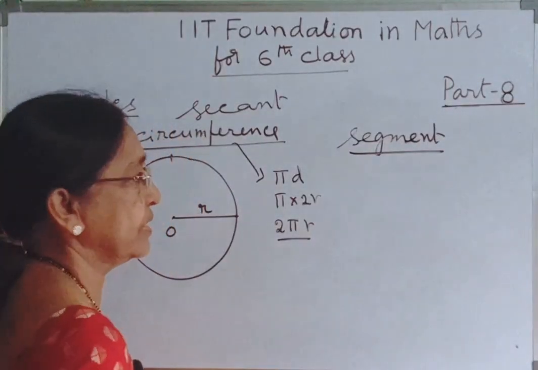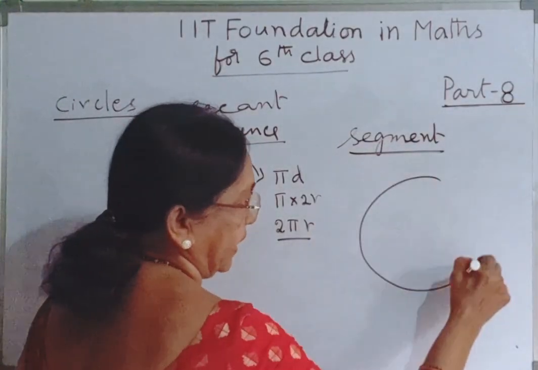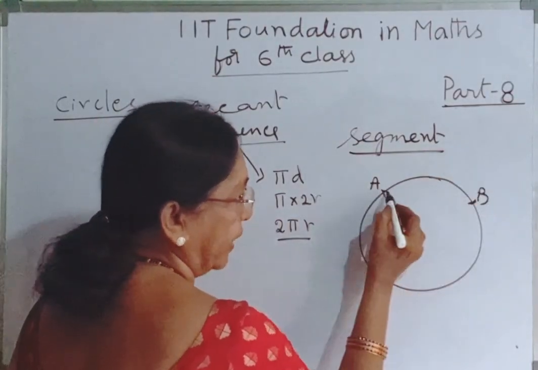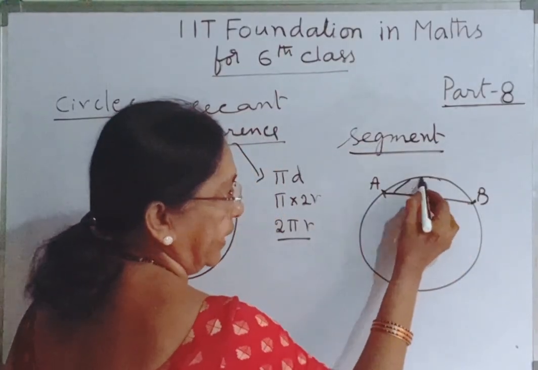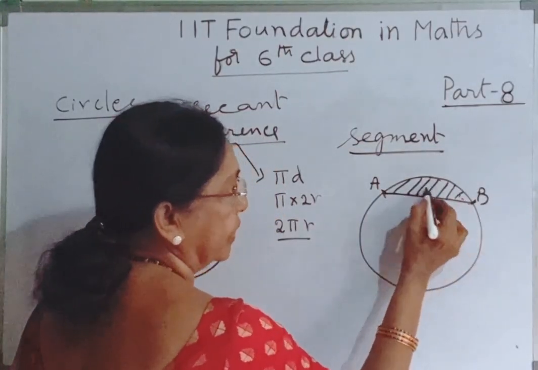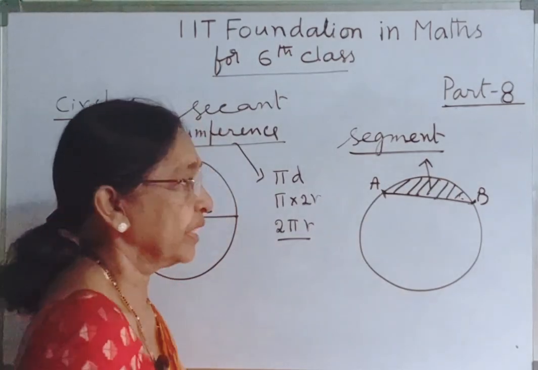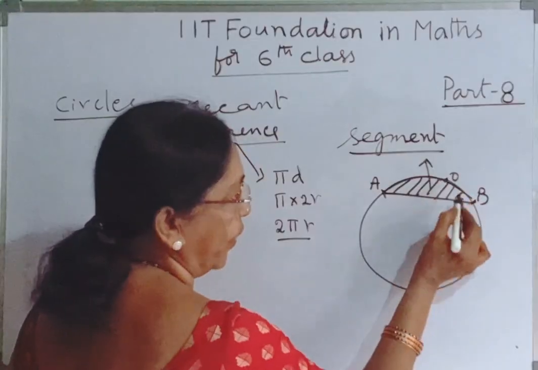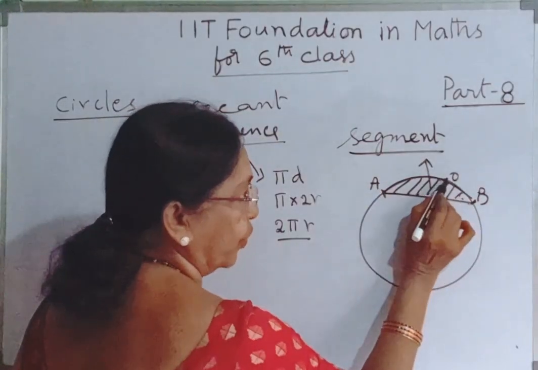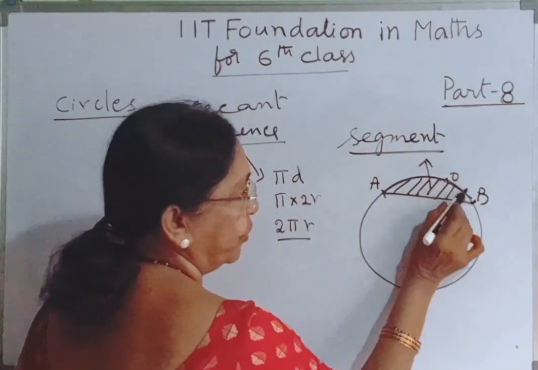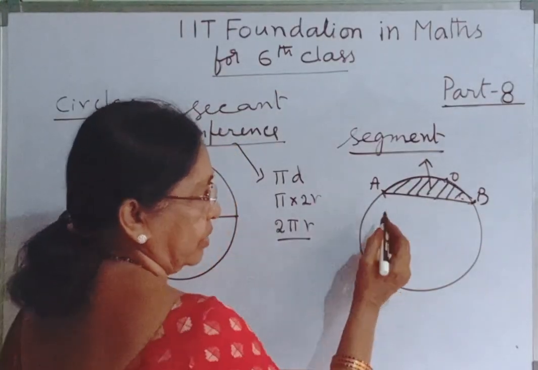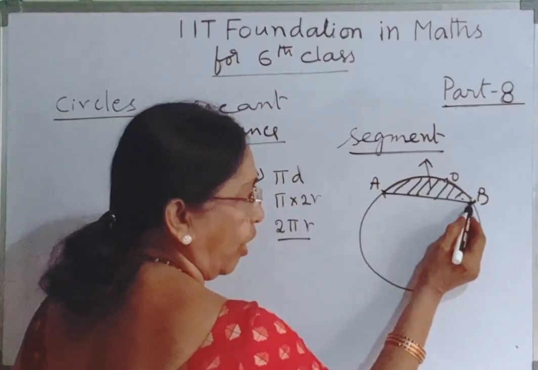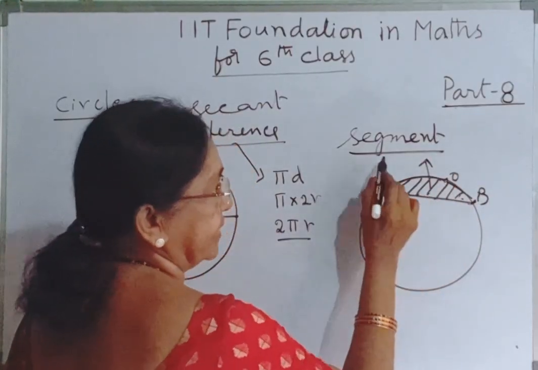Next, segment of a circle. Segment means the part of a circle, that is an arc and the chord. The area enclosed by the arc and the chord is called the segment of the circle. Here this is also an arc, AOB. Let us take a point O on this arc. AOB is a minor arc. So the area enclosed by the minor arc and the chord is called the minor segment.